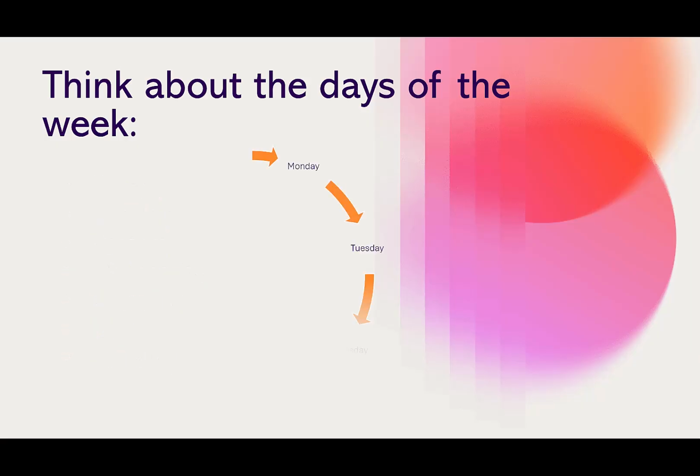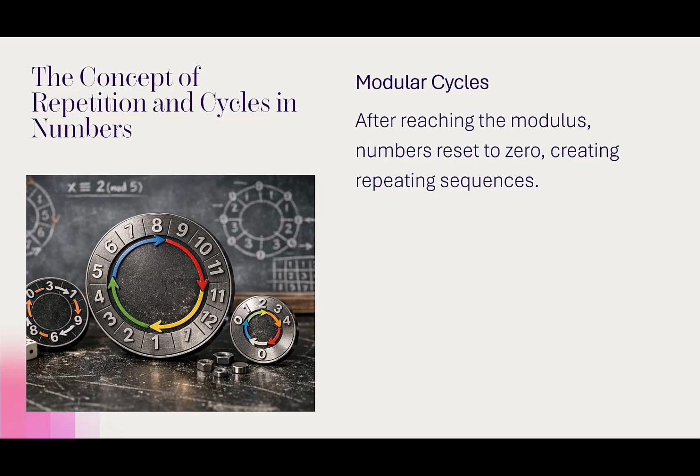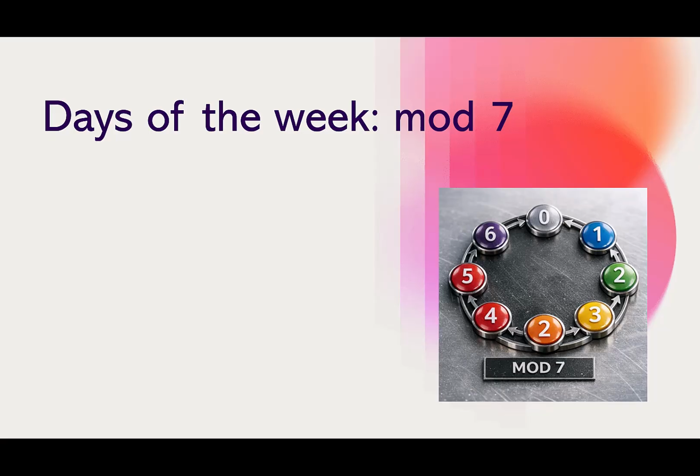And what we see is a cycle of days that repeat over and over again, which is just like the concept of repetition and cycles in numbers. We'll designate a number that we're talking about called the modulo or modulus. After we reach the modulus number, we reset to 0 and we create a repeating sequence. If we go back to the days of the week, our mod would be 7 because we have 7 days in a week.